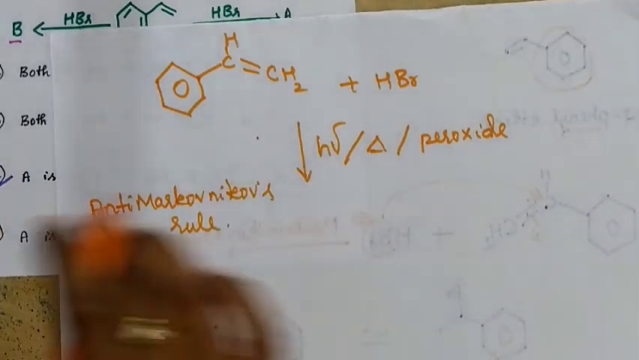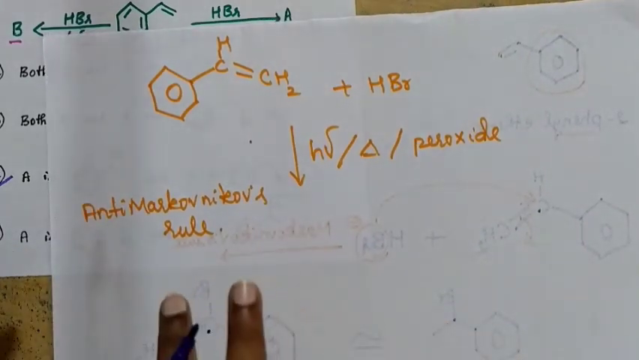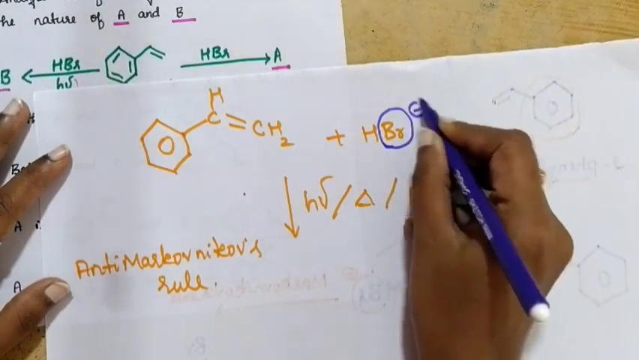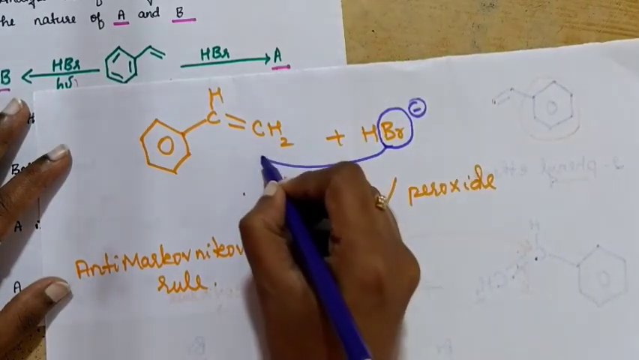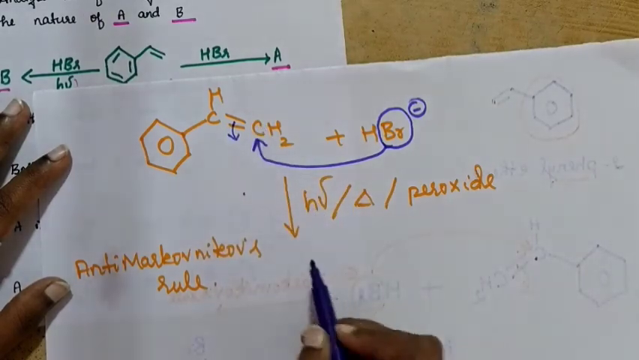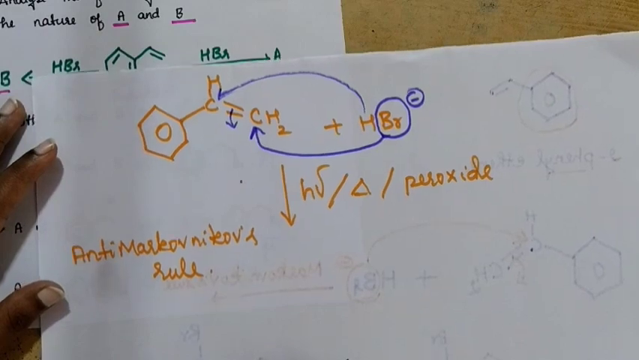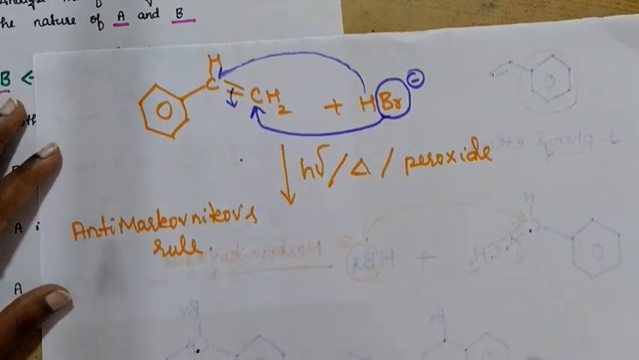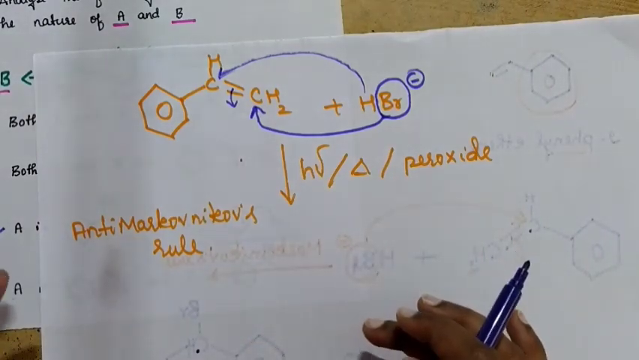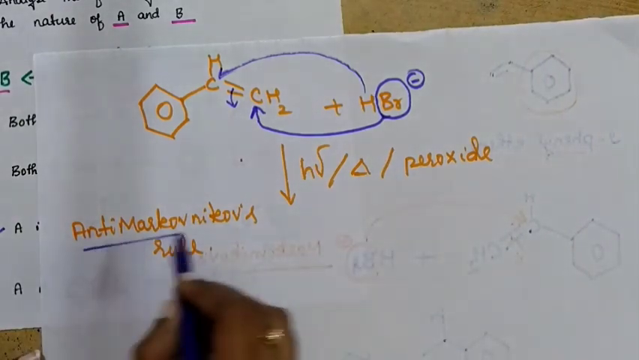If in case it follows the anti-Markovnikov rule, it is going to be exactly opposite to the Markovnikov rule. So in that case, the highly electronegative species will go and make a bond with the carbon atom with more number of hydrogen. This bond will get broken. And hydrogen will go and make a bond with the carbon with less number of hydrogen. Correct? When it follows Markovnikov rule. The thing you need to remember is, when there is no condition, you need to follow the Markovnikov rule. When there is a condition like light, heat or peroxide, you need to follow the anti-Markovnikov rule.